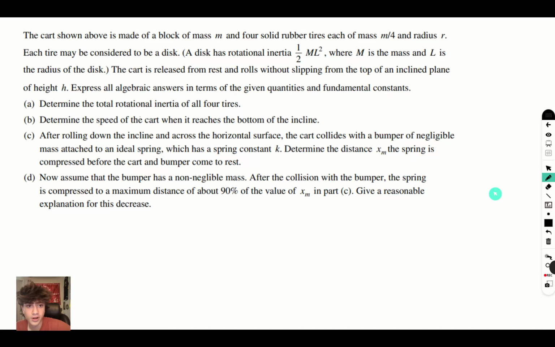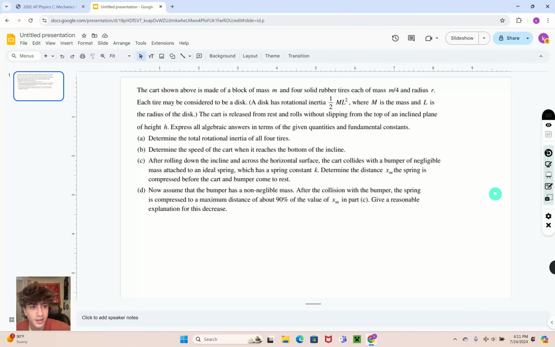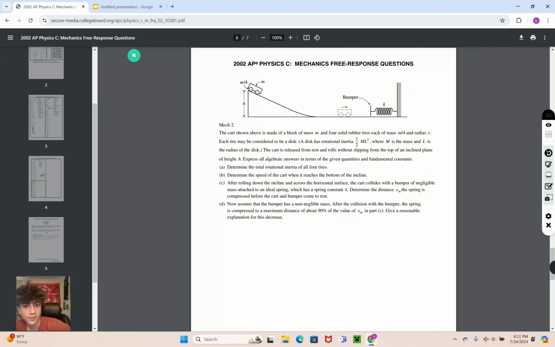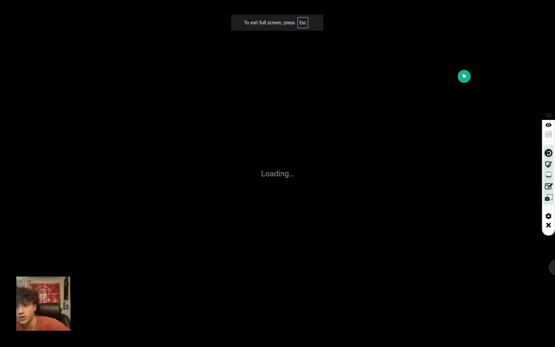The cart shown above, sorry, I don't have the image of the cart pulled up. Let me just open it right here. Here it is. Here's the image of the cart. It rolls down a hill and then it goes into a spring. So let's get back to the problem.